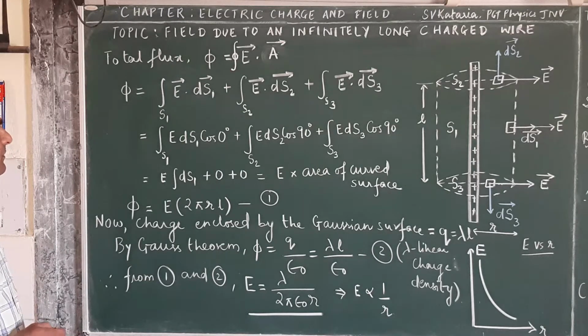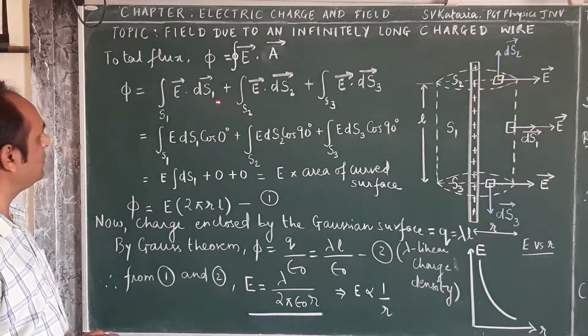Now to determine the electric flux, we first write the definition of electric flux, that is defined as dot product of electric field and area vector. This A is the area of this cylinder. Now we have divided this area into three surfaces, that is S1, S2 and S3. So this equation is now bifurcated for three surfaces. So we have E dot ds1 for first surface, E dot ds2 for second surface and E dot ds3 for third surface.